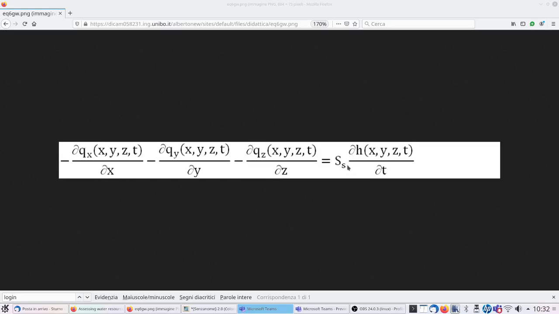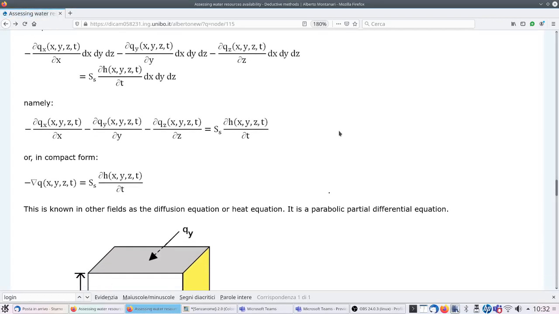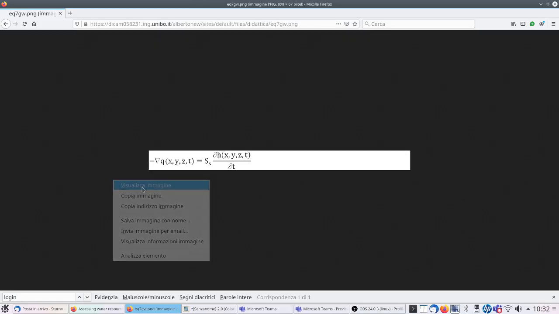As I said, I was discussing the fact that we also introduced the head here, and the reason why we introduced the head in this equation is that the head is a variable that can be easily measured by looking at the water level in wells. Okay, now we have the equation in this form, so let's go back to compact form. You can write the equation in this way.